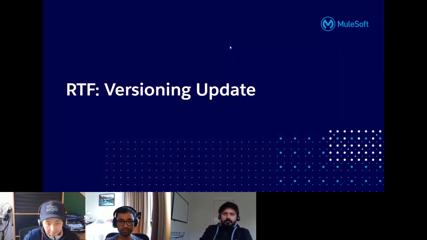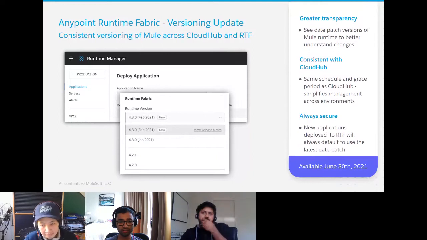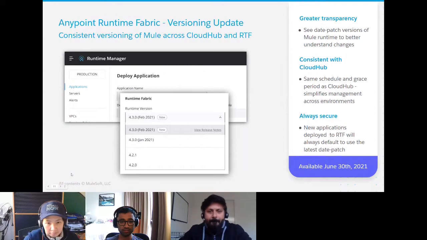All right, so just some updates around Runtime Fabric versioning. Since we have an audience over here that's interested in Runtime Fabric, I wanted to mention that when you are deploying to Runtime Fabric, historically you would only have been given an option to deploy to a specific runtime version, whereas now we're more explicit with which monthly version of a runtime you're deploying to. The change that you'll notice is that when you pick your version of the runtime, the month is mentioned next to it.